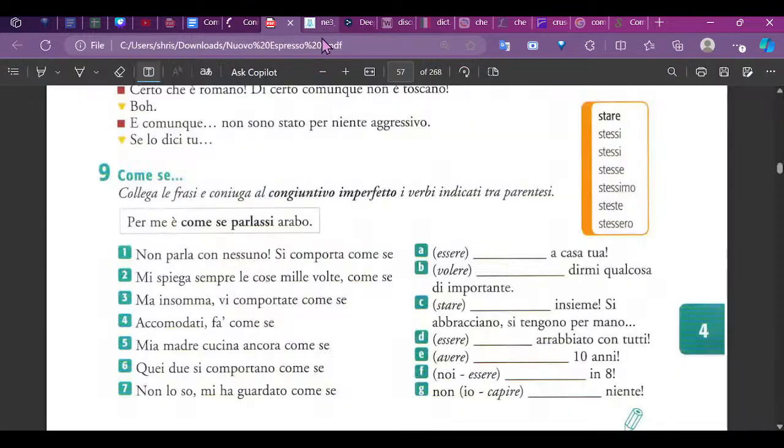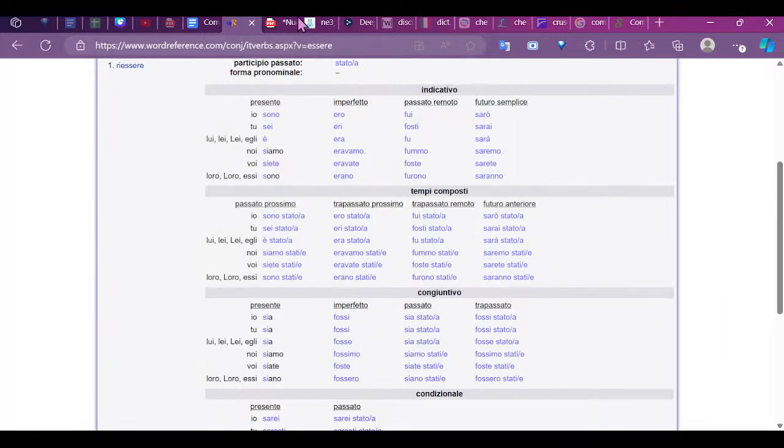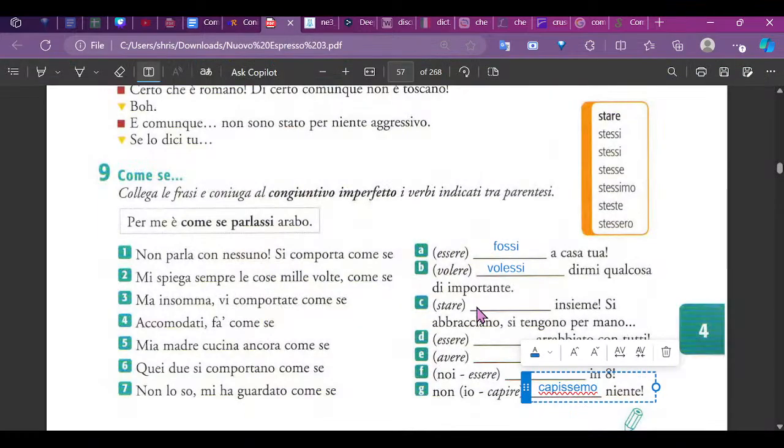Okay. Let's check. I think these are all, they seem to be, yeah, irregular. For example, capissimo. Well, let me check this. Oh, well, I can just check the answers here. Oh, I could fill it all out.